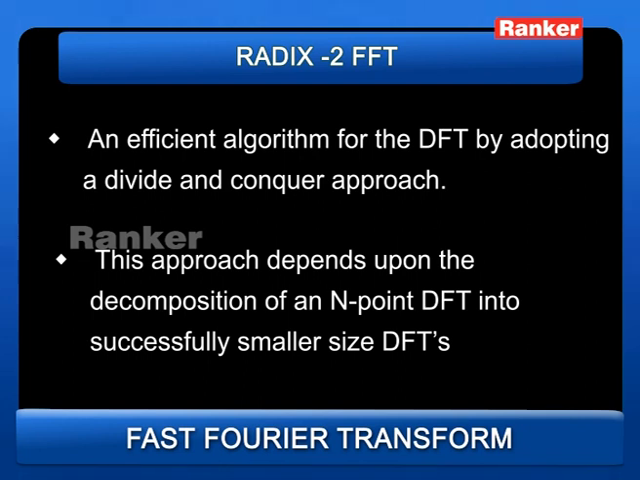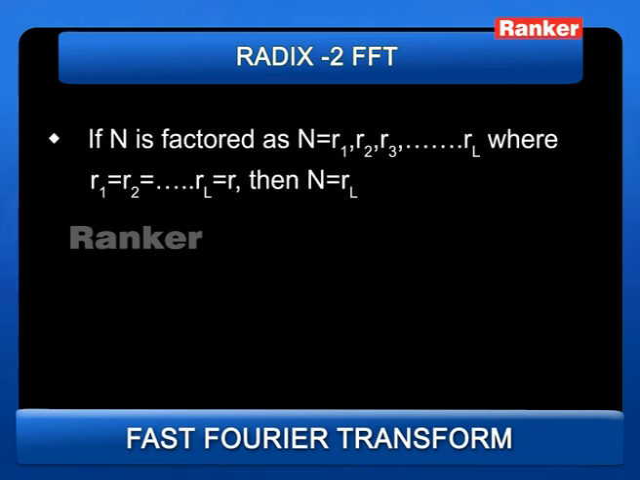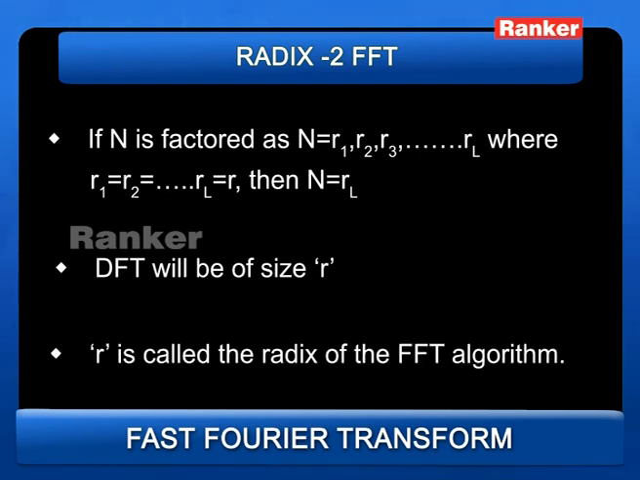The approach depends upon the decomposition of n-point DFT into successively smaller size DFTs. Let us look at some theory here. If n is factored as n is equal to R1, R2, R3 up to RL, where R1 is equal to R2 is equal to up to RL is R, then n is equal to R to the power of L. Then the DFT will be of size, of course, R. Then R is called the radix of the FFT algorithm.